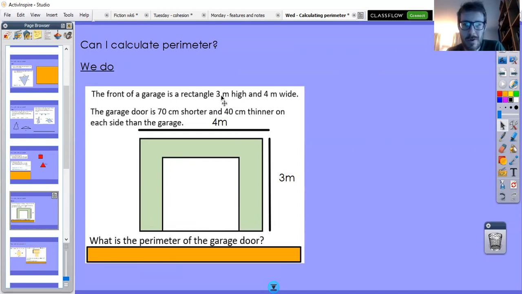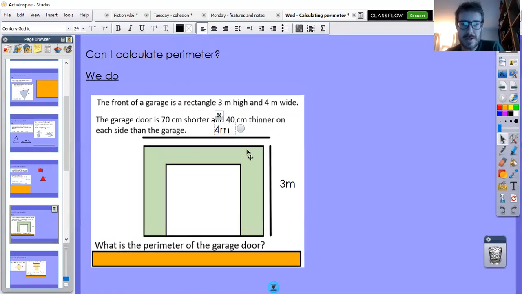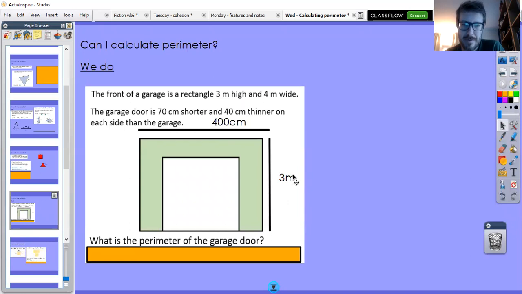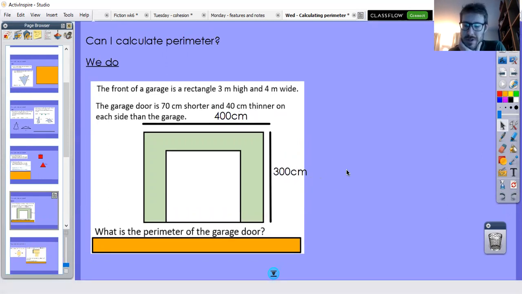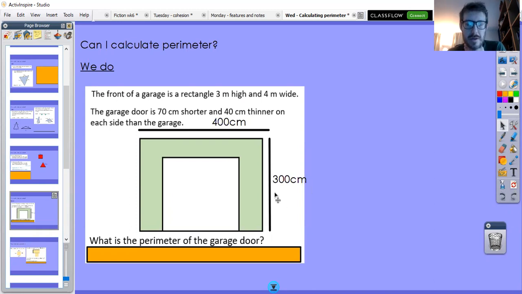So we've got meters and centimeters, so we don't want to be dealing with two different types of measurement. We want to have them the same. So the first thing I'm going to do is make the units of measurement the same. So 4 meters is the same as 400 centimeters, and 3 meters is the same as 300 centimeters. So that makes it now a little bit easier to do any calculations. So pause the video now and see if you can use the rest of the information to work out the perimeter of the garage door.